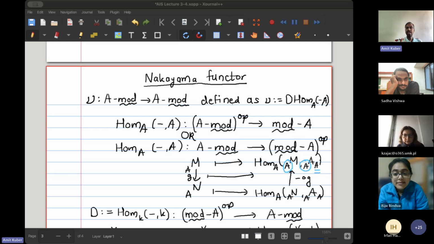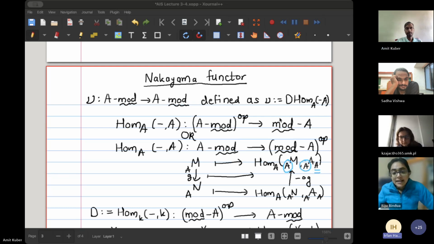If I had replaced Hom(-, A) by Hom(-, X) for any other X, then that wouldn't necessarily be true. So I'm utilizing the bimodule structure and it becomes a right module. And the direction of the arrow is reversed.